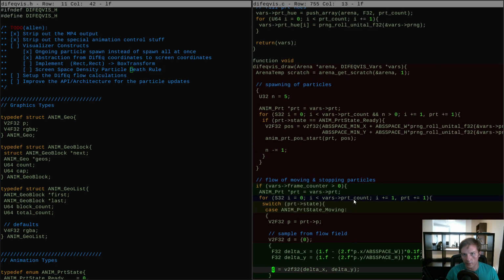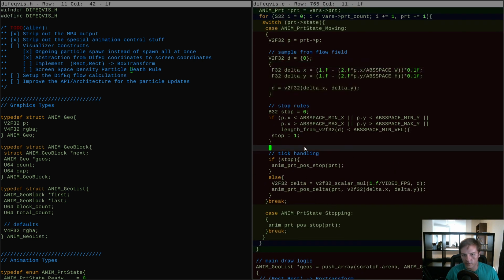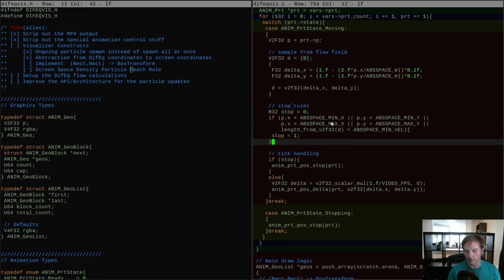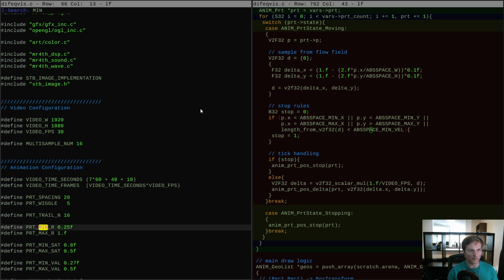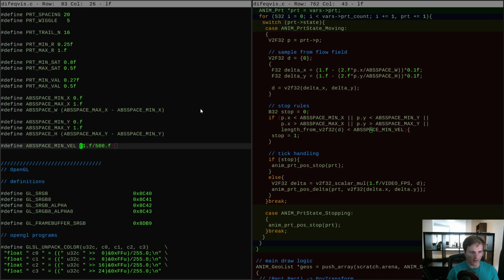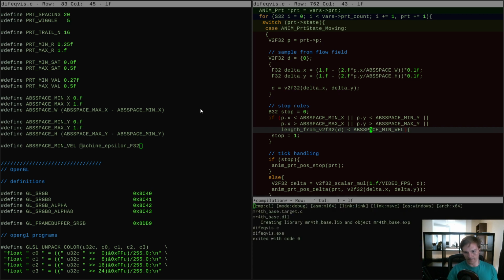In order for that to work, we would need to know the transform that we're going to apply already right here, right? Because this is where we calculate if we're going to kill the particle or not. And yeah, so let's set the abs min velocity. Let's set that down to be like machine epsilon f32. Right, real small. So the only way these things will die is if they get right up into the center.